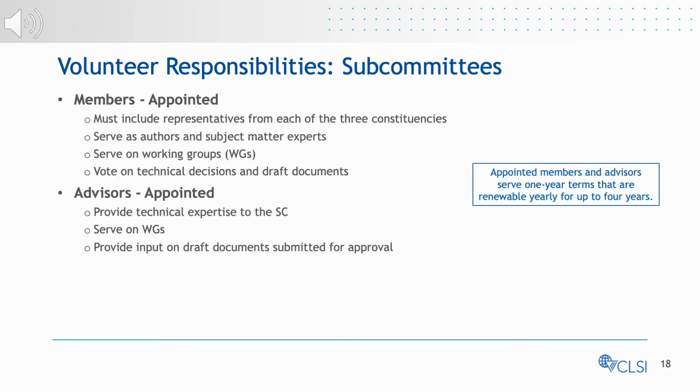Subcommittees are then made up of members who are appointed. They serve on working groups and vote on technical decisions and draft documents. Advisors who are also appointed cannot vote but provide technical expertise. Both members and advisors serve 1-year terms for up to 4 years.